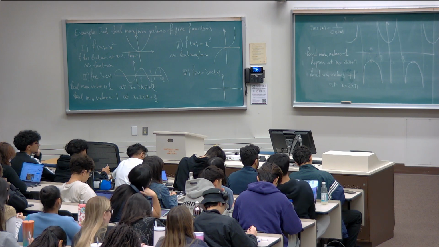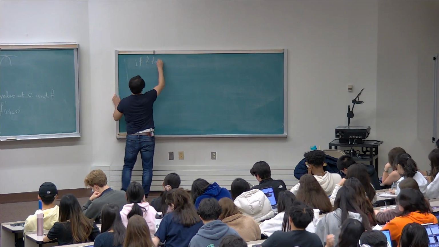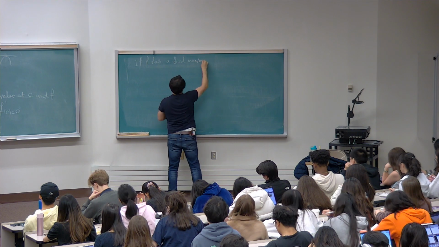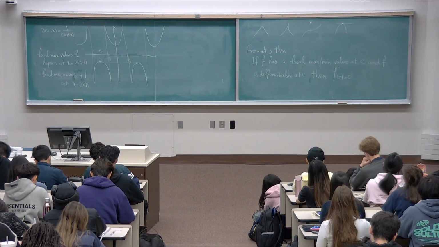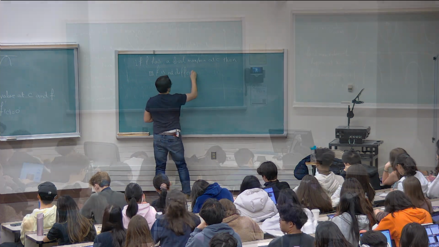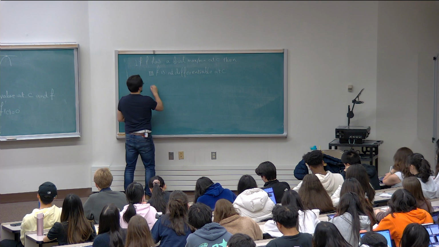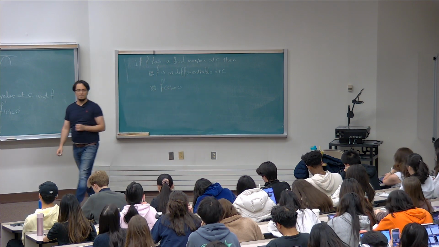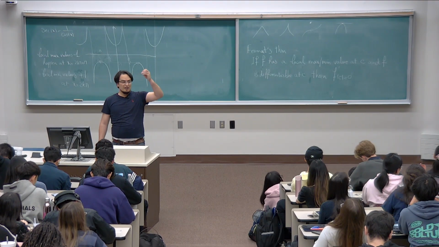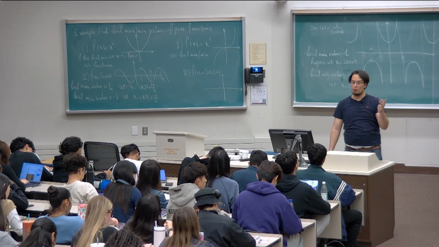Another way of writing Fermat's theorem would be this: if f has a local max or local min at C, then either f is not differentiable at C, or if it is differentiable, its derivative must be equal to 0. So what it does is tell us that there are only two possibilities at which local max and min can happen.